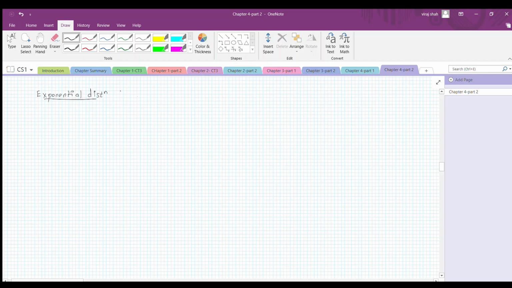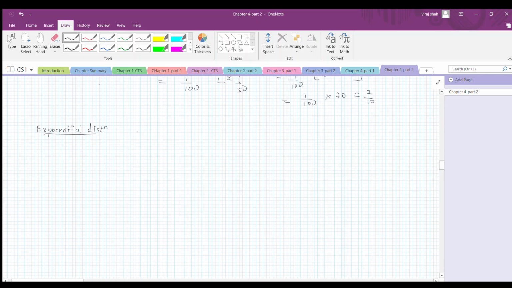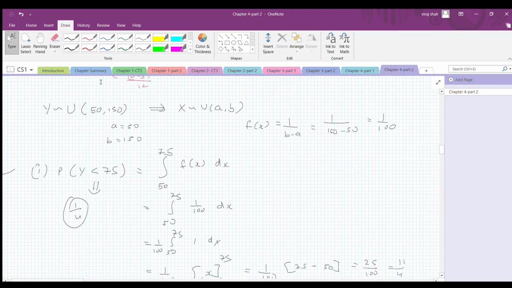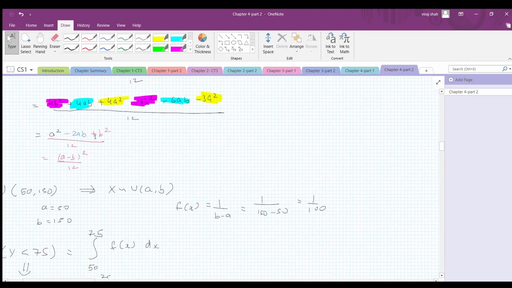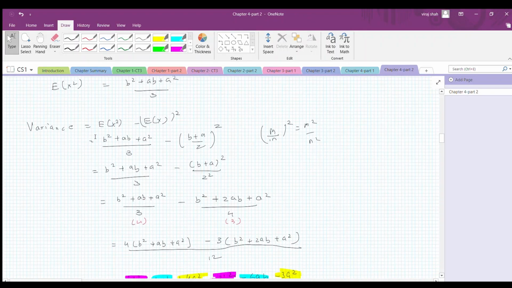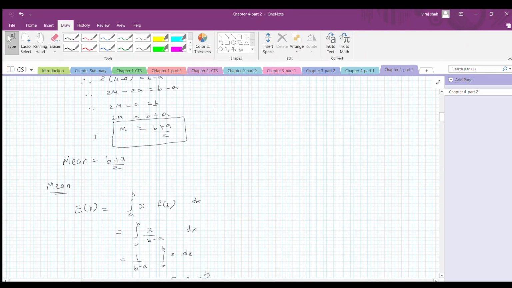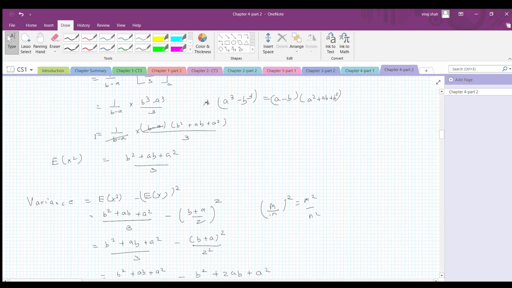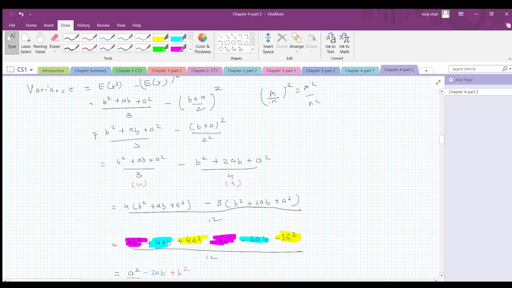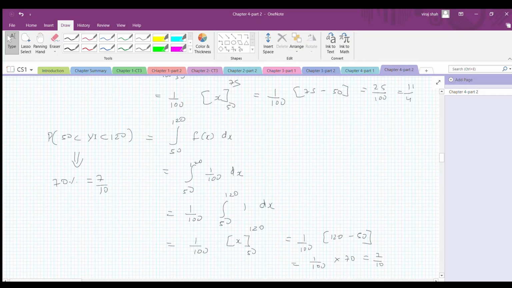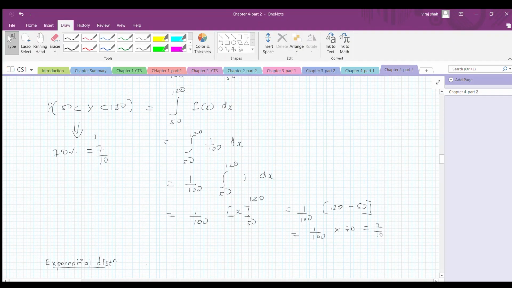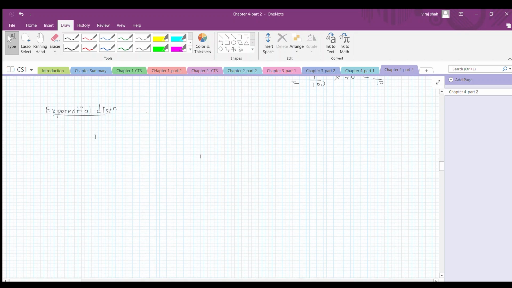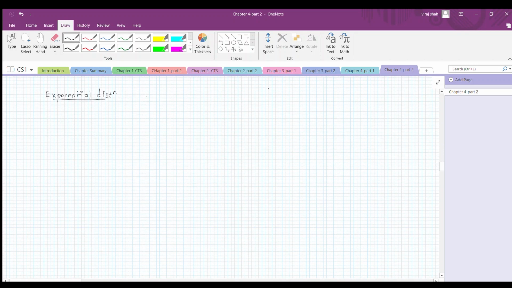Hey guys, in the last lecture we had a view on the continuous uniform distribution. What did we do? We found its expectation first, then we found its variance by expectation of x square minus the square of expectation, and then we did one sum regarding uniform distribution. Now let's start with exponential distribution.